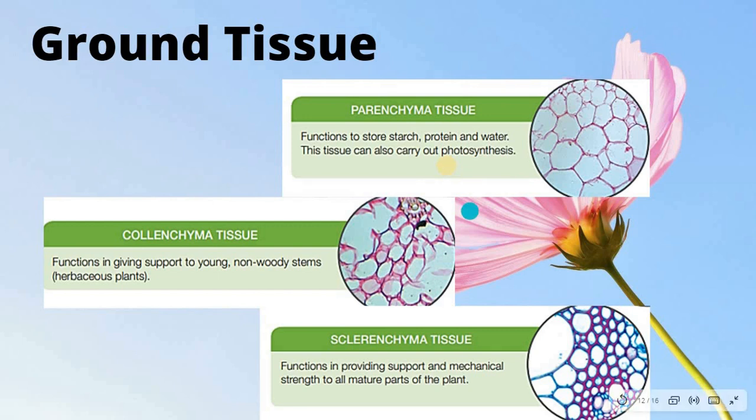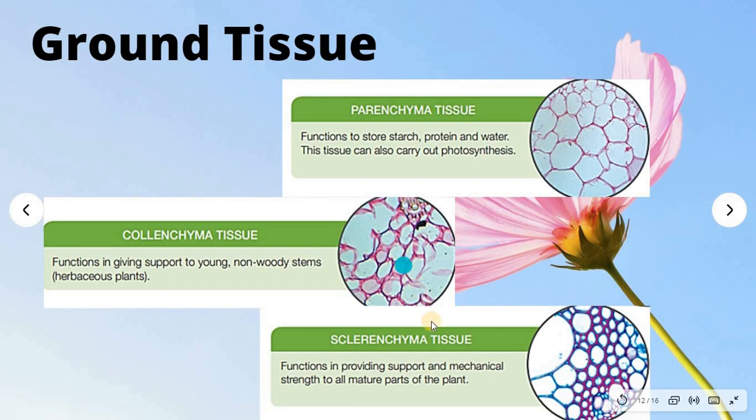Okay, second one, collenchyma tissue. A little bit different from the parenchyma. It functions in giving support to the young and also non-woody stem, especially herbaceous plant. So that is the collenchyma tissue. What we can see as the difference between parenchyma and collenchyma tissue is that the cell wall of the collenchyma tissue is a little bit thicker than the parenchyma tissue.